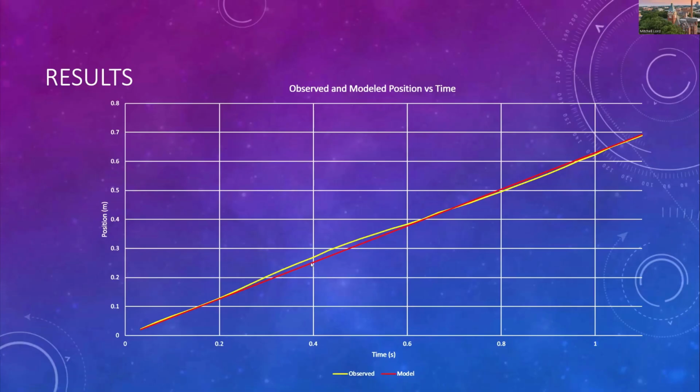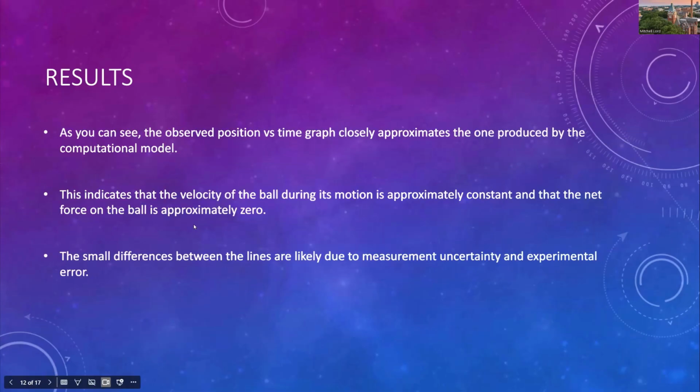So as we've already seen, the red straight line is the computational model, and the white slightly squiggly line is my observations. They do closely approximate one another. This does indicate that the velocity of the ball during its motion is approximately constant, and the net force on the ball is approximately 0. The small differences in the observation line are likely due to measurement uncertainty and experimental error.